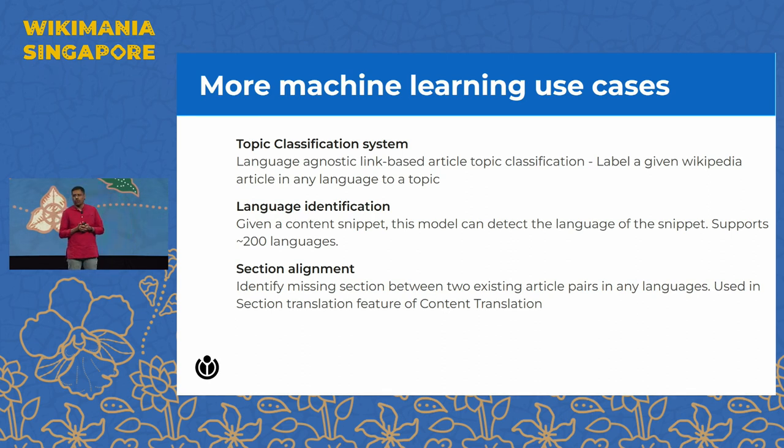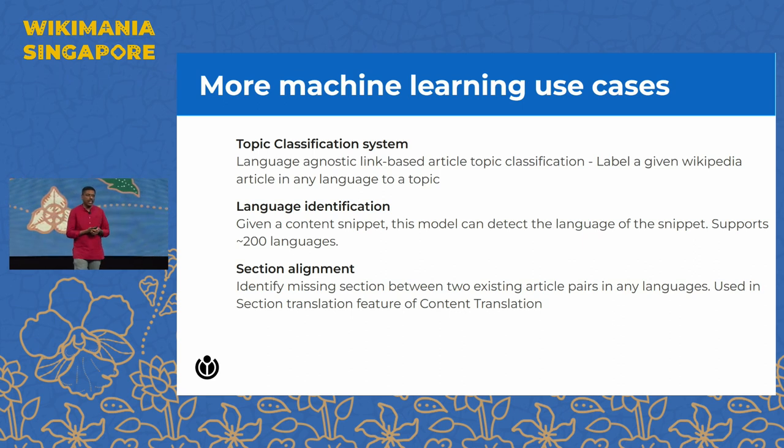So we use one machine learning technique for topic classification. Topic classification is to study the knowledge gap. To find out which topic an article belongs to, given an article, it will tell you which topic it goes to. By measuring this, we can say that some topic is lacking a lot of articles, or some topic has more articles than some other topics. Second thing is the language identification system. Given a snippet of text, it will tell you which language it is written in. It supports 200 plus languages.